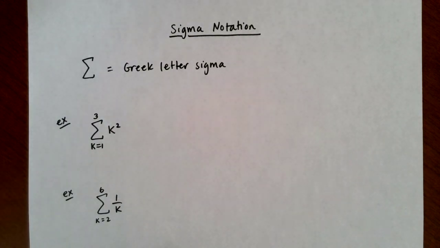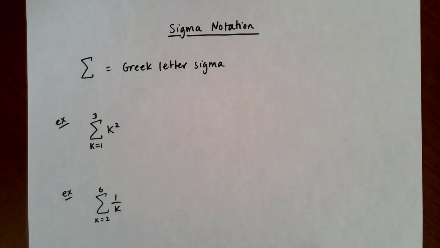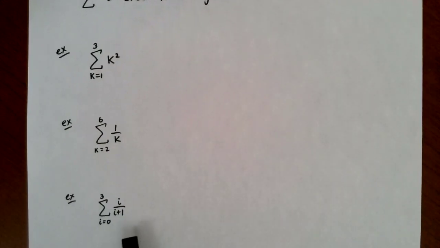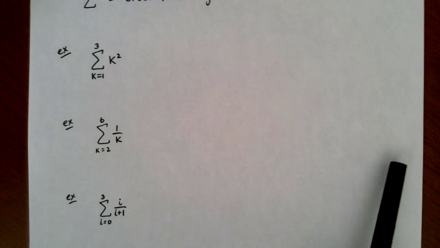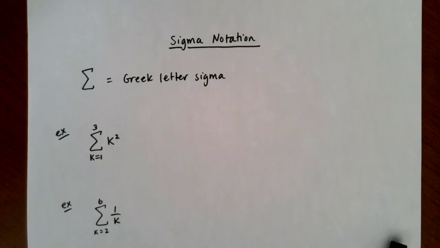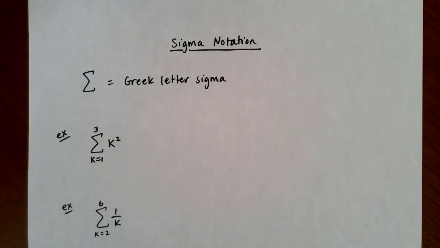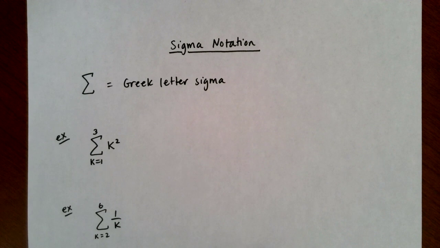Okay, so in my examples here, I'm going to use k, and then you can see my third example uses an i as the letter. Typically, i, j, k are the letters that we use for sigma notation. We tend to avoid x only because the letters in this case will stand for integers, and x usually implies that it's continuous, that you can plug in any decimal number.